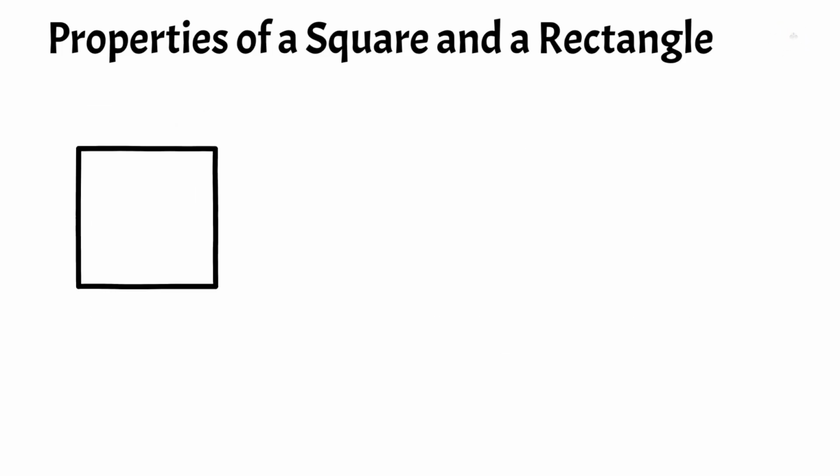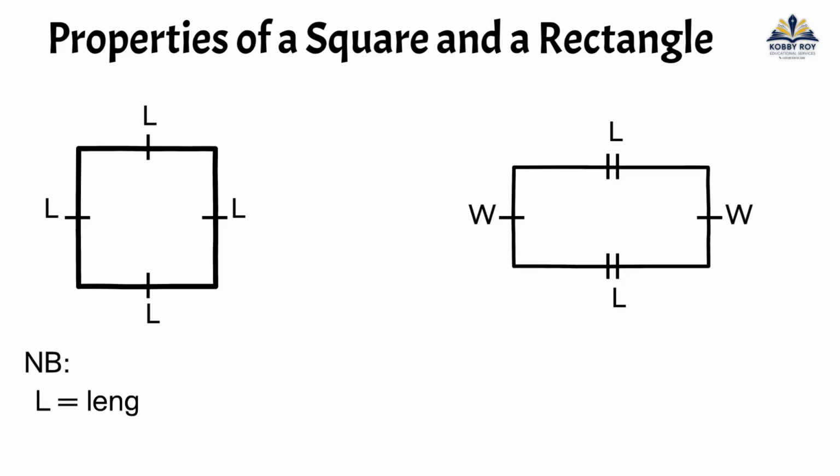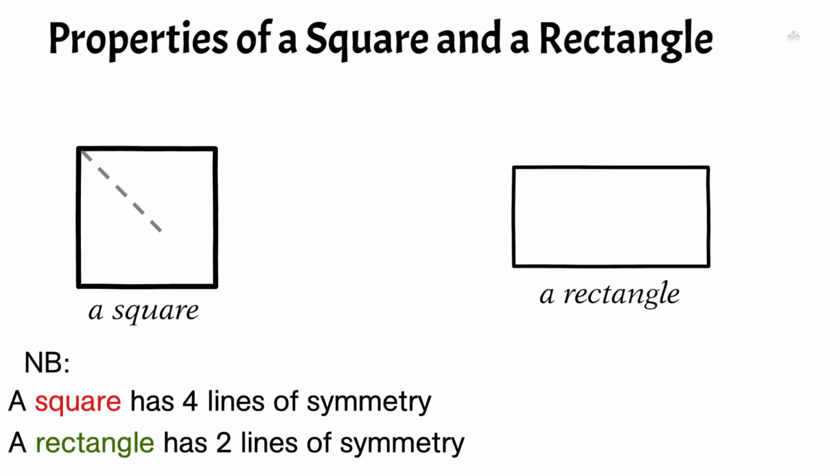Look at the square. All four of its sides are exactly the same length. In contrast, for the rectangle, opposite sides are equal. The two longer sides, which we call length, are equal, and the two shorter sides, which we call width or breadth, are also equal. The length is denoted with the letter L, and that of the breadth or width with letter B or W, respectively. Remember, the width or the breadth are the same and not different. Also remember that while the square has four lines of symmetry, the rectangle has two.